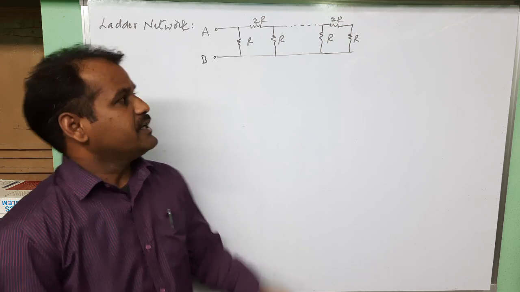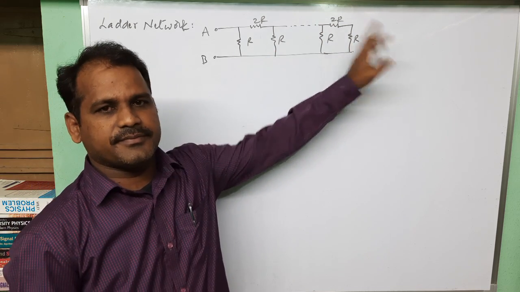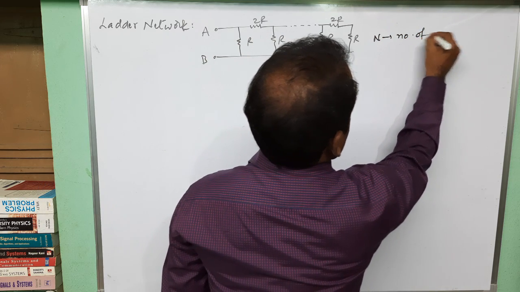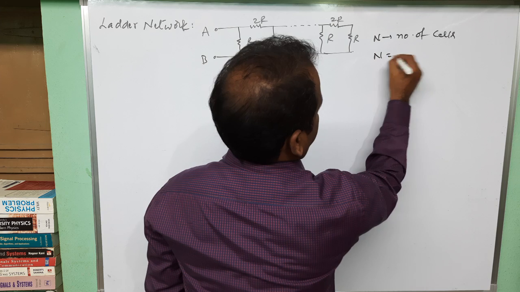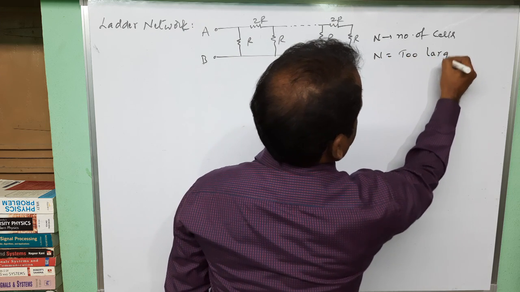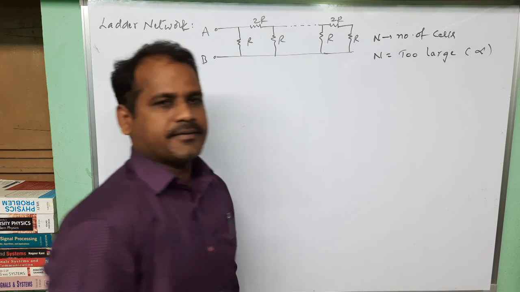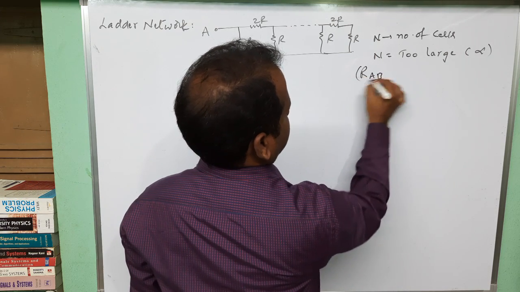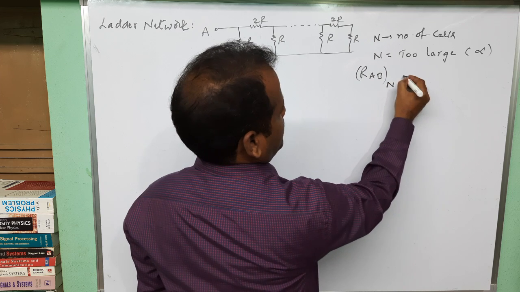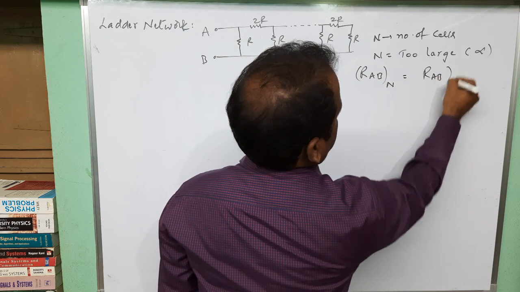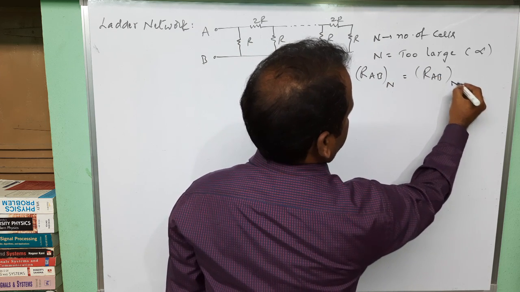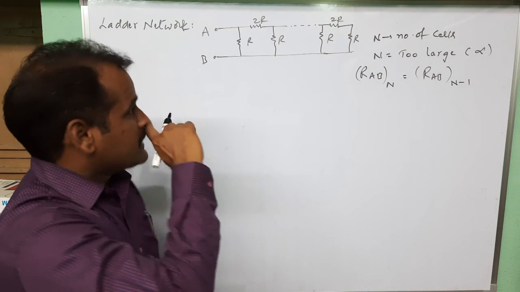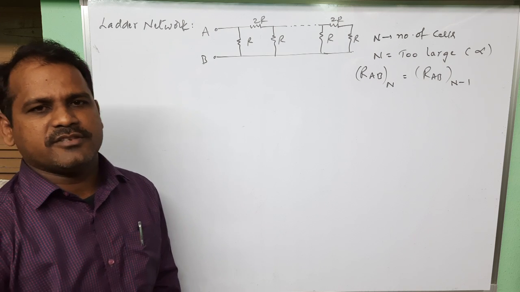Here, if you observe, this network consists of a different number of cells. If you consider n as the number of cells, the n value should be too large, almost infinity, such that the equivalent resistance across the terminals AB for n number of cells is equal to the equivalent resistance across the terminals for n minus 1 number of cells. Like that, this can be assumed if the number of cells is too large.